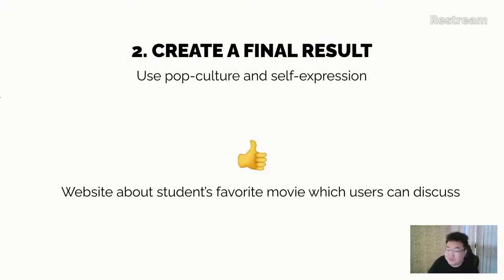Okay. The next step: when you find your goal, you understand why students come to your course and what they want to take away. The next thing you have to do is to create a final result. By final result, I mean something that students can actually make by the end of your course.